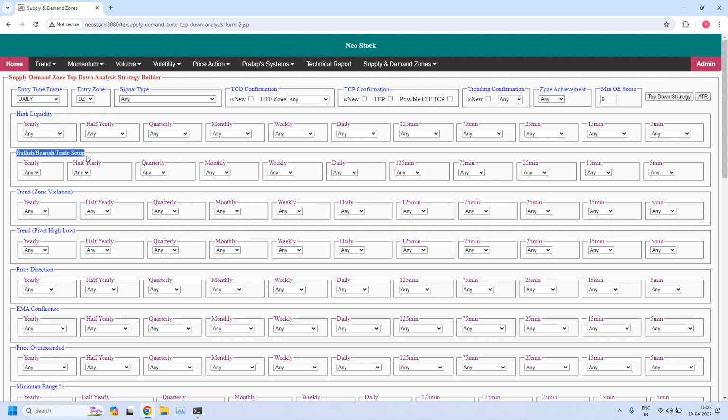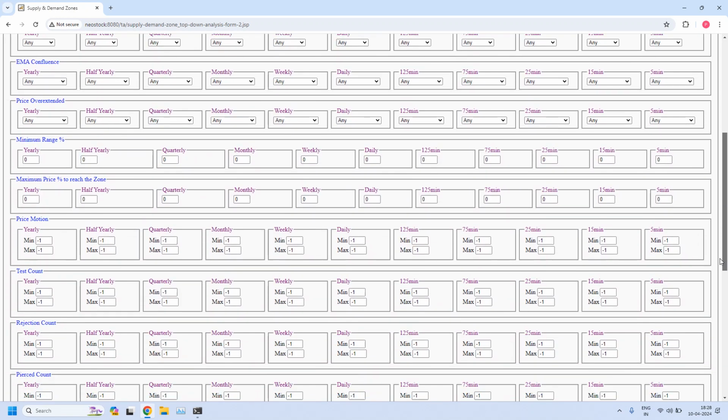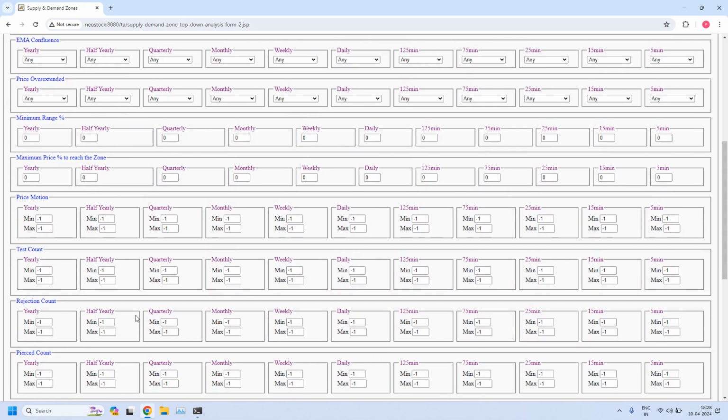And in bullish or bearish trade setup, for daily time frame, I am selecting the value bullish. We are also going to set three filters. The first filter is we don't want pierced zones. So that's why the last parameter in this page, pierced count. In daily time frame, I am entering minimum value as 0 and the maximum value as 0. 0, 0 indicates the zone pierced count should be 0. If the zone pierced count 0 means the zone is not a pierced zone because we don't trade on pierced zones.